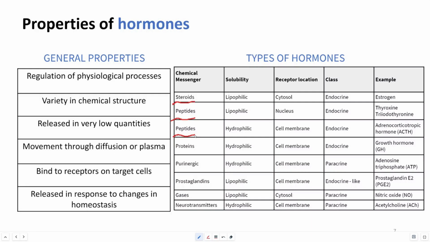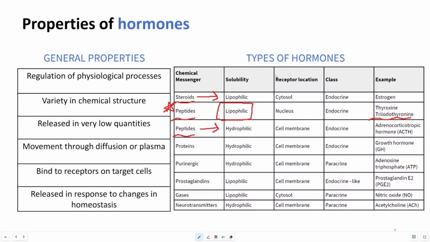These ones are the ones found in the adrenal medulla, thyroid hormone, and melatonin. However, it should be noted that the thyroid hormone, thyroxine and triiodothyronine, is a peptide but is considered lipophilic. All the other ones will follow the normal rule, meaning if it's steroid, it will be lipophilic. If it's peptide, it will be hydrophilic. This is the only one that does not follow that order.